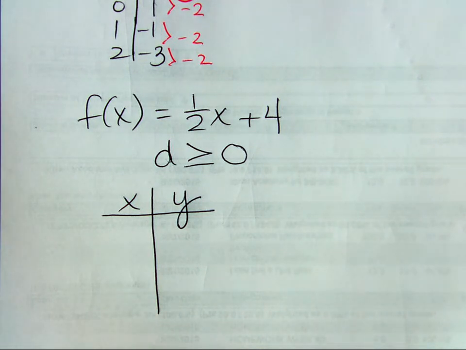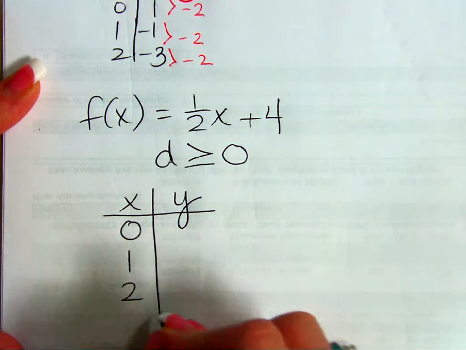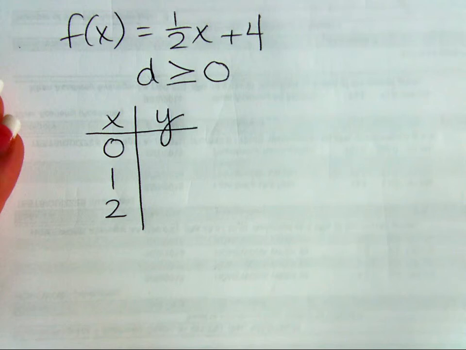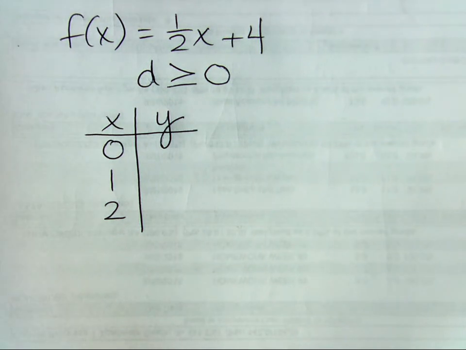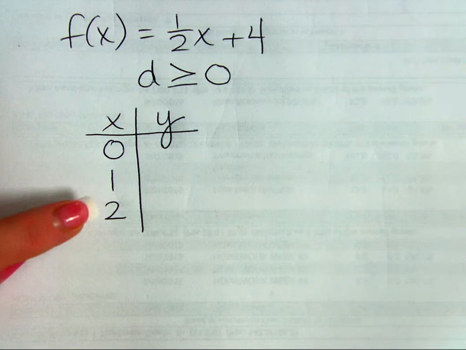Make it easier on yourself. Just put them in order. So include 0, 1, 2. Your table of values only needs 3 points today. You don't have to go 5. So give me 3 points. 0, 1, 2. Actually, for this, what would be better values to choose because of the half?